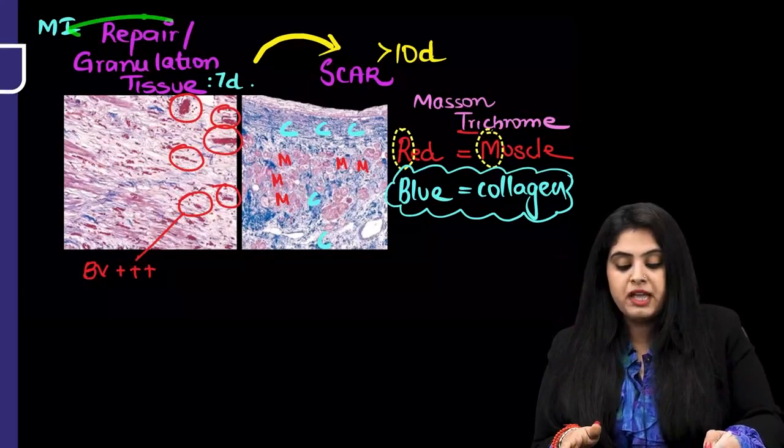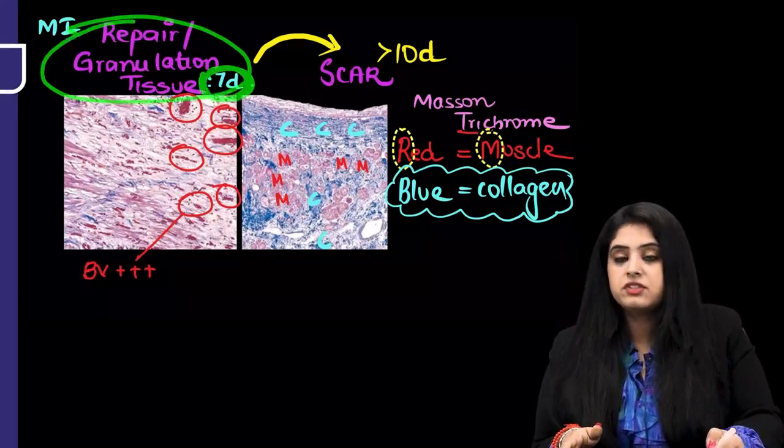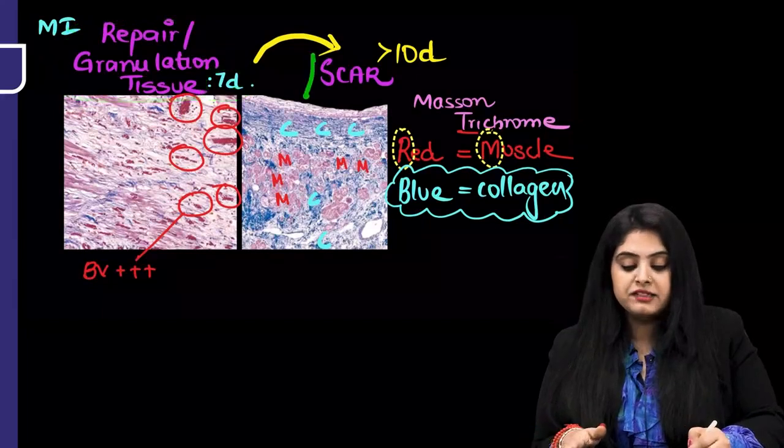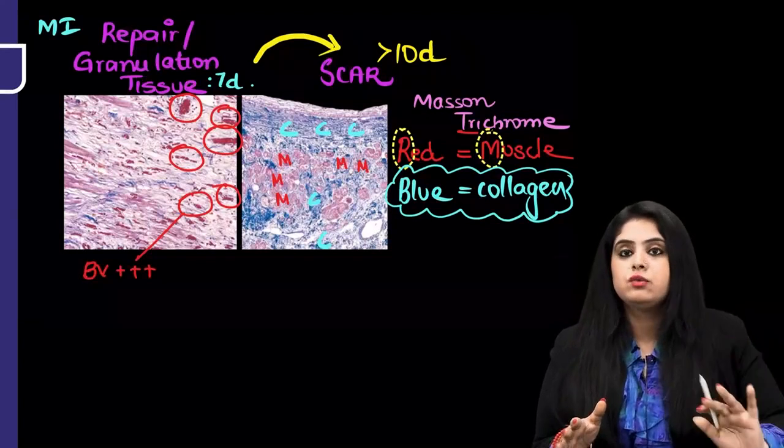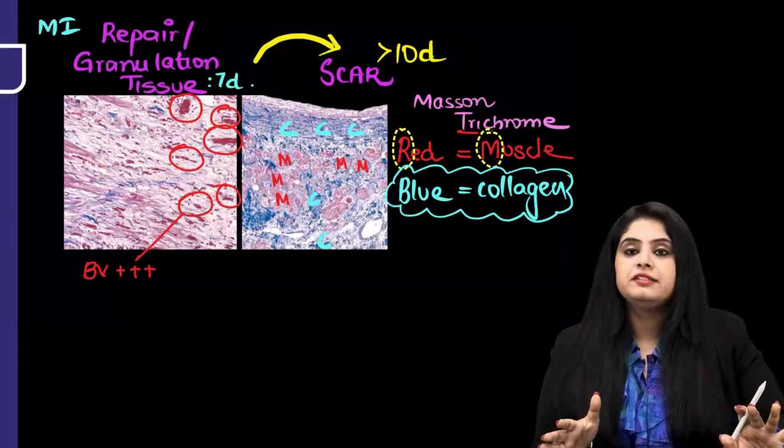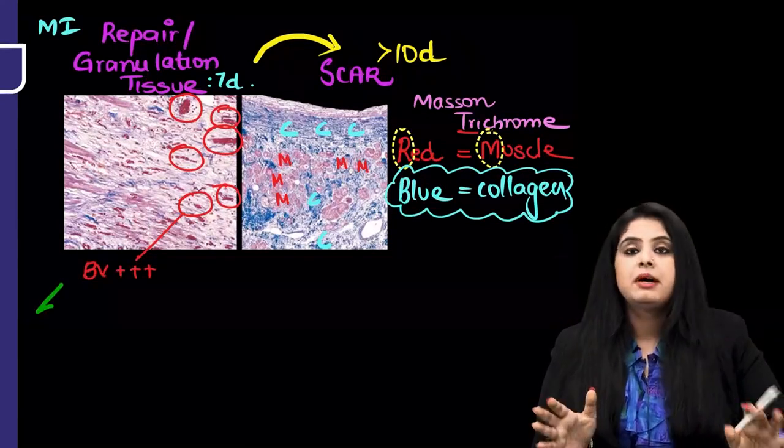So remember, repair process starts by what day? By the 7th day granulation tissue comes, and the scarring is going to be after 10 days, and then scar will develop over the next 2 months. These are all the findings that you have to know when it comes to myocardial infarction.